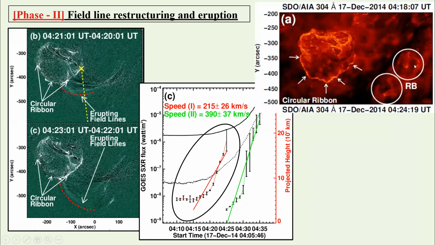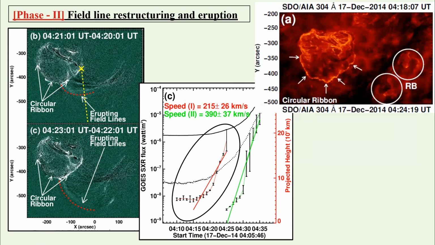At the same time, we have also seen some brightness in the far remote region in the SDO 1304 angstrom. You can see the formation of a circular ribbon at this time, as well as the formation of remote brightening. But at that time, we can't see a signature of a parallel ribbon. So it means that the circular ribbon starts to form first compared to the parallel ribbon. So that is a different case study.